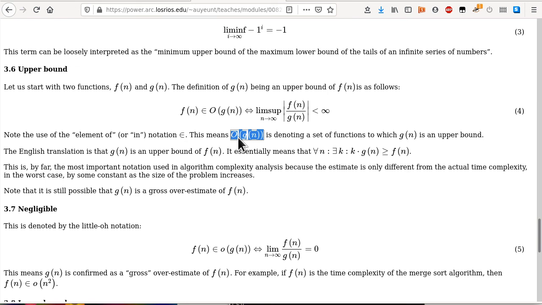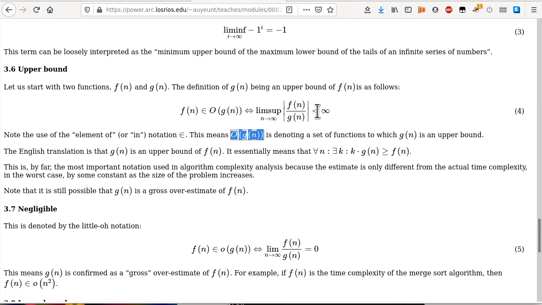You're still confused. Okay, so which part is the confusing part? That big O is a set, or what is in that set? What is in the set? Okay, so what is in the set? Each element of this set is a function, and if something is an element of the big O set, then g of n in this case is an upper bound of that element.